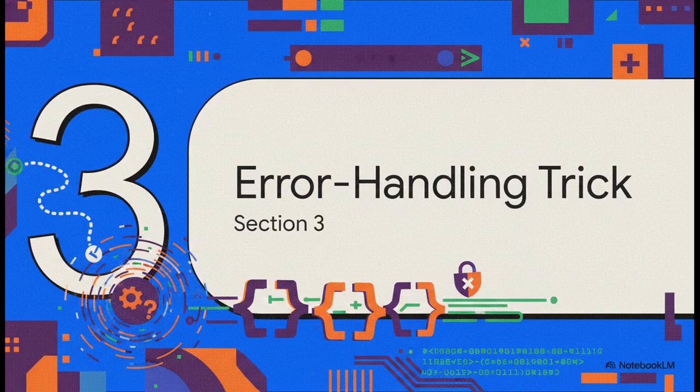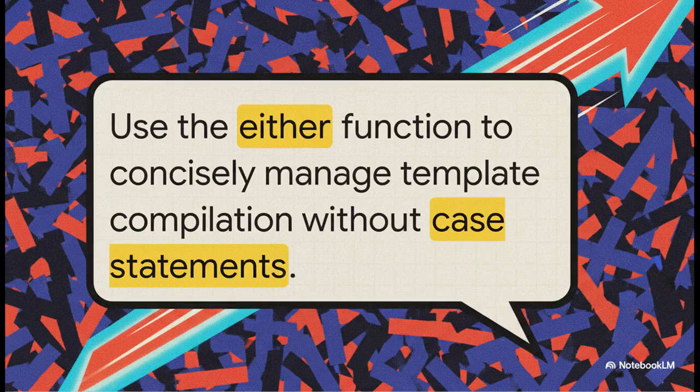This brings us to a brilliant little side quest, Section 3, a functional error handling trick. So even while just prototyping, the author found a really neat shortcut. Normally in Haskell, dealing with operations that might fail involves writing out a full case statement. You have to explicitly tell the program what to do if it succeeds and what to do if it fails, which can take up several clunky lines of code.